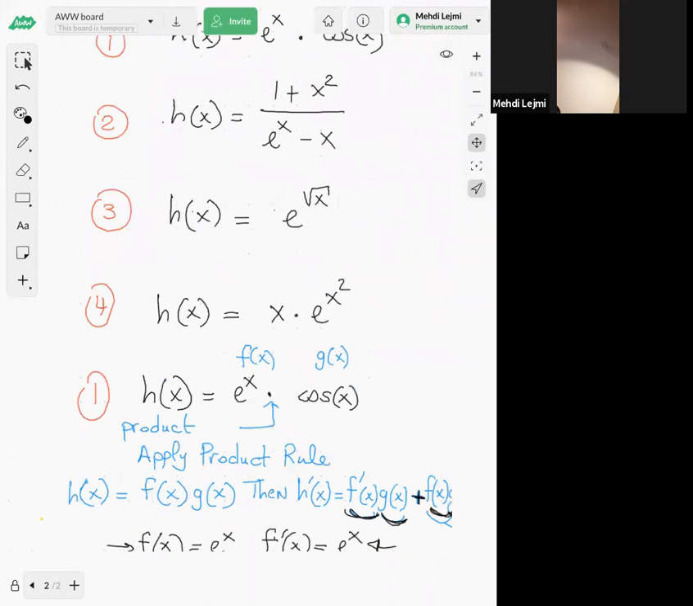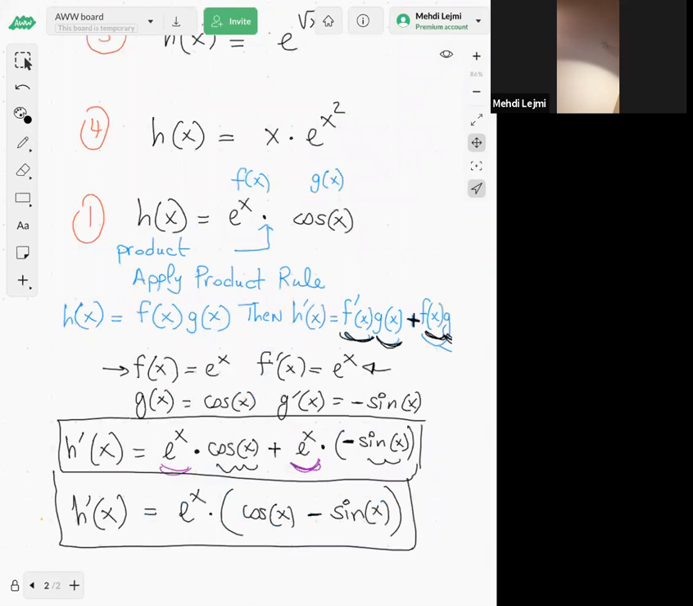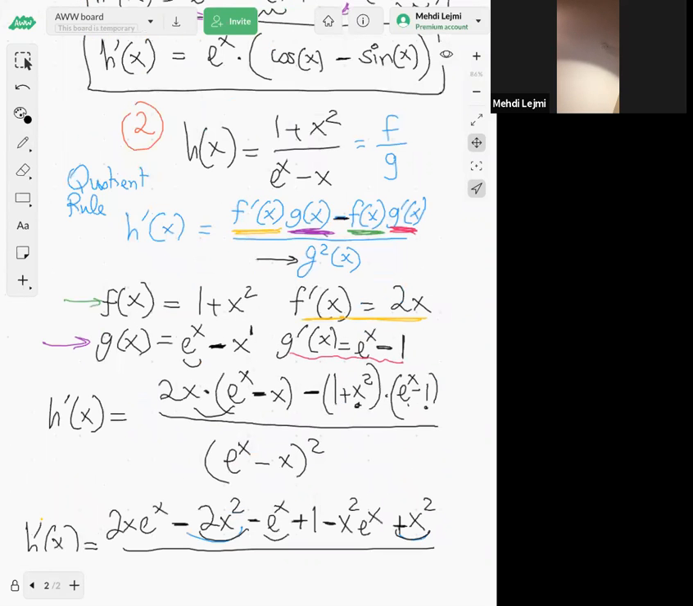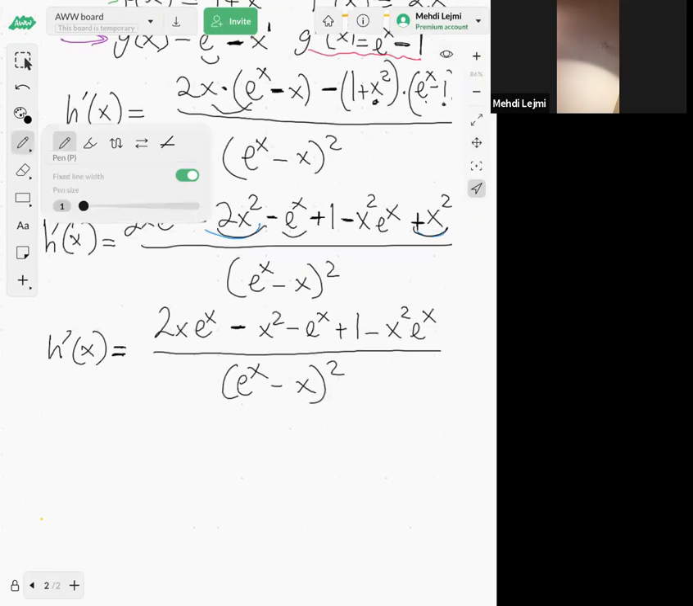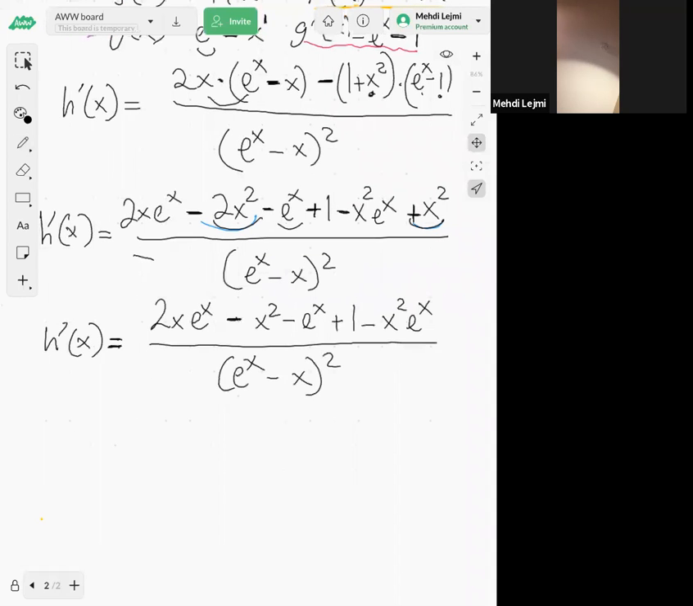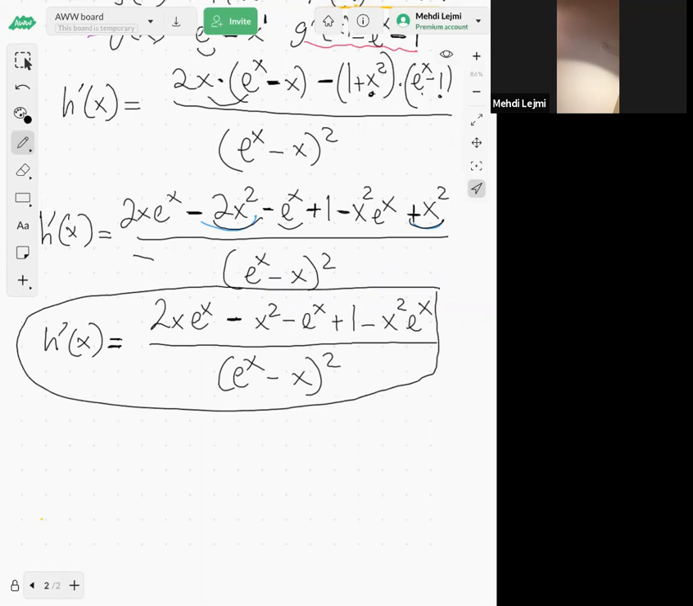Number 3. Number 3 is e to the square root of x. So this is, we said, our final answer for number 2. Okay. So number 3, it's h of x equal to e to the power square root of x, right? So the power here is the square root of x.